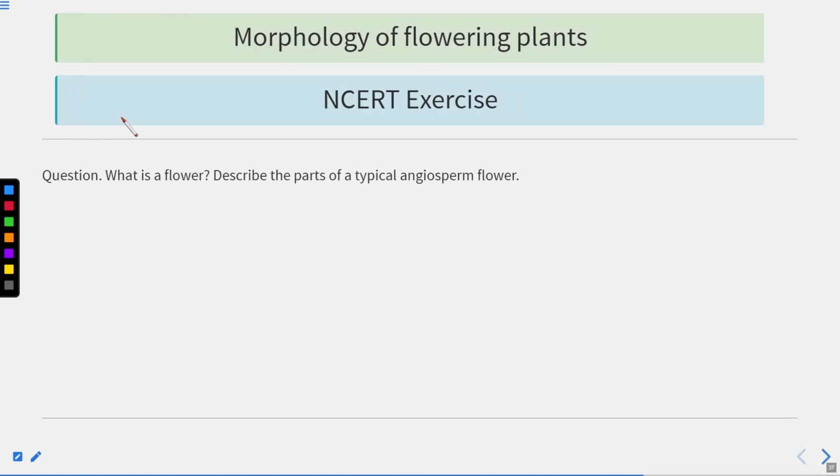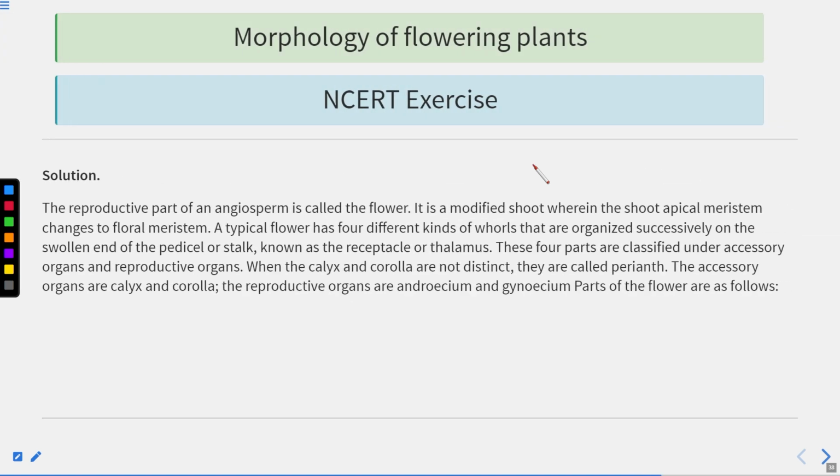Next question is, what is a flower? Describe the parts of a typical angiosperm flower. So we have to describe the different parts that an angiospermic flower is bearing. So let us see the answer.